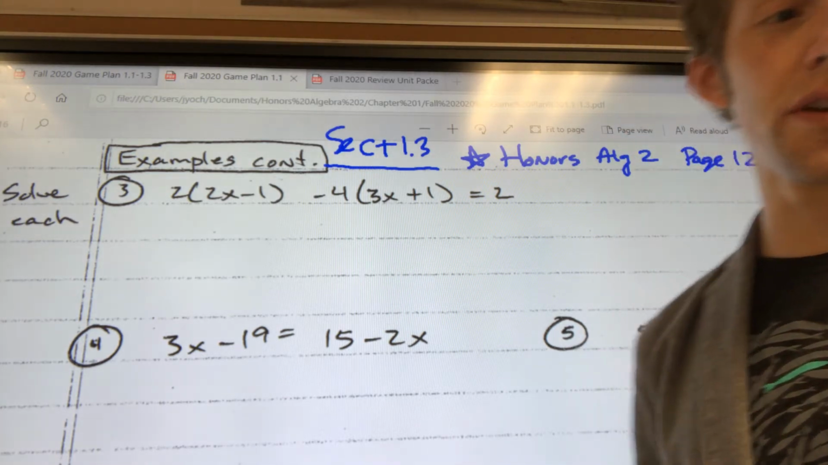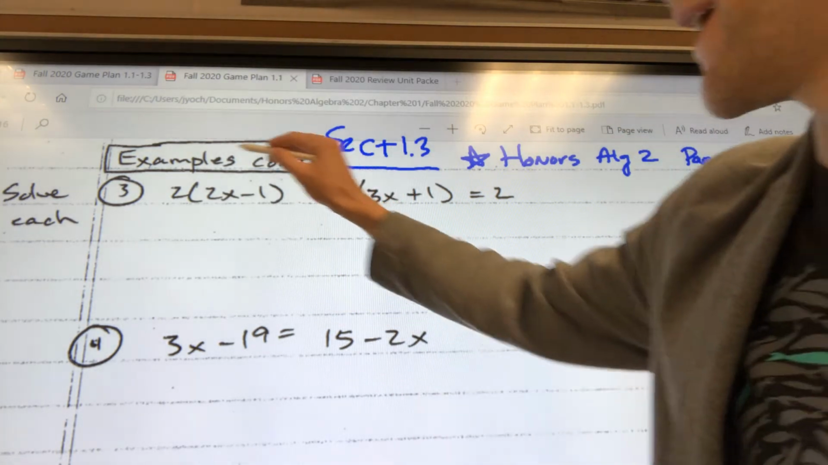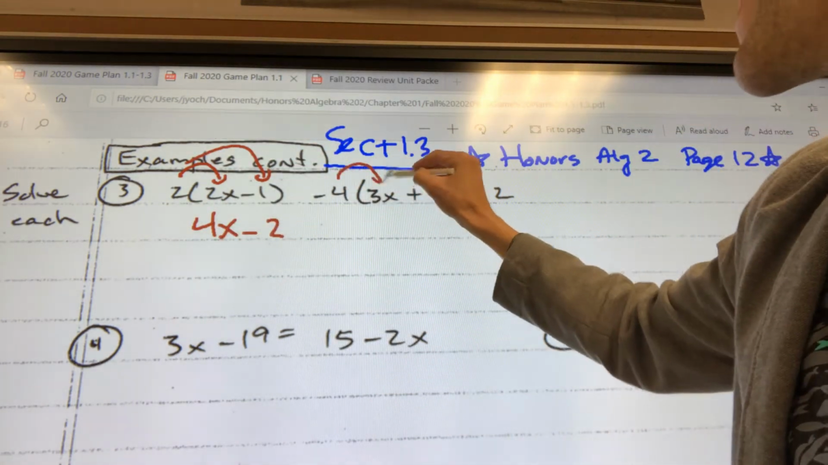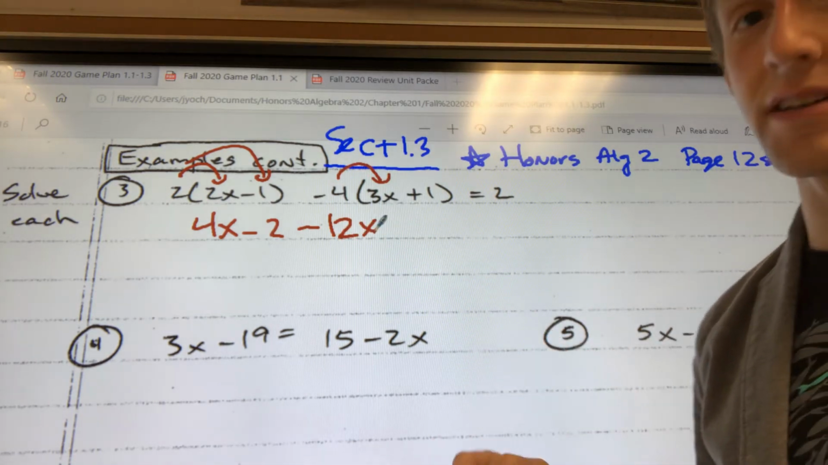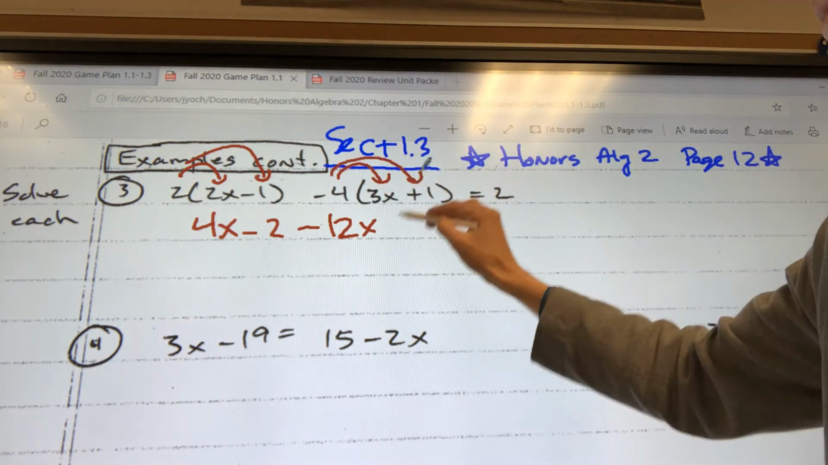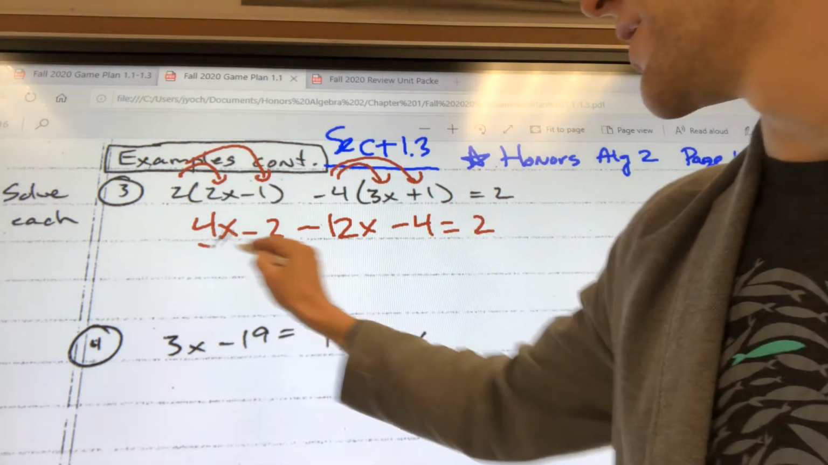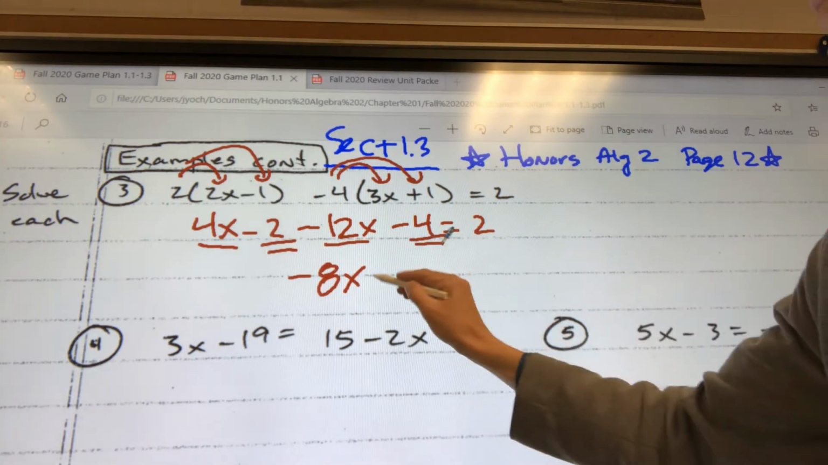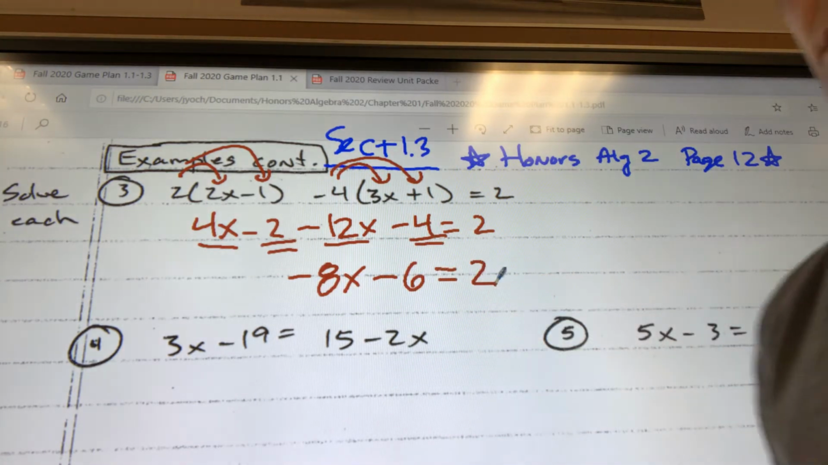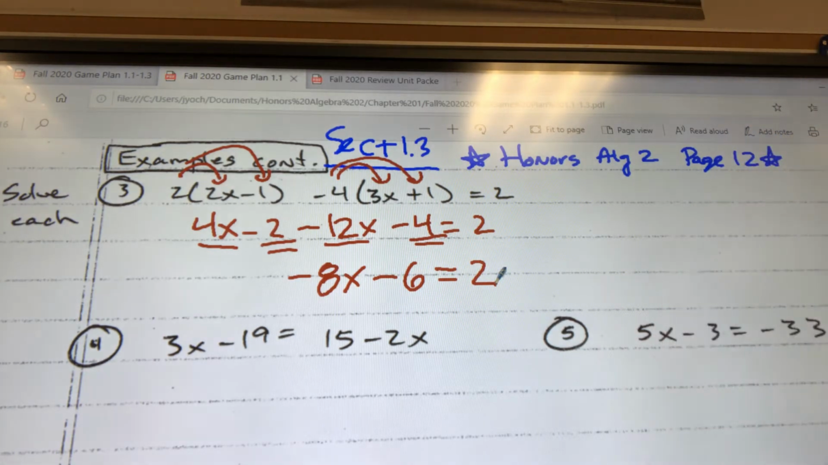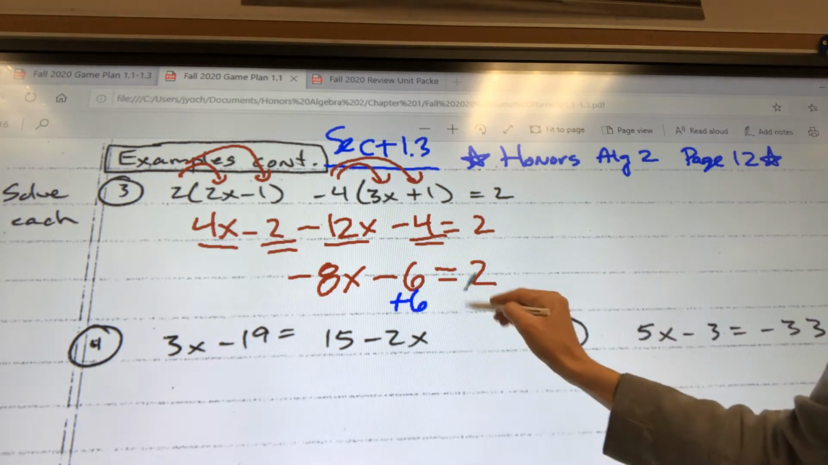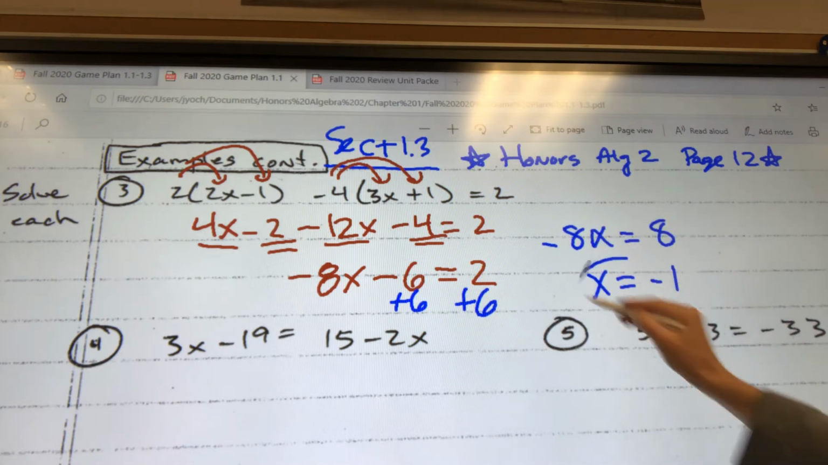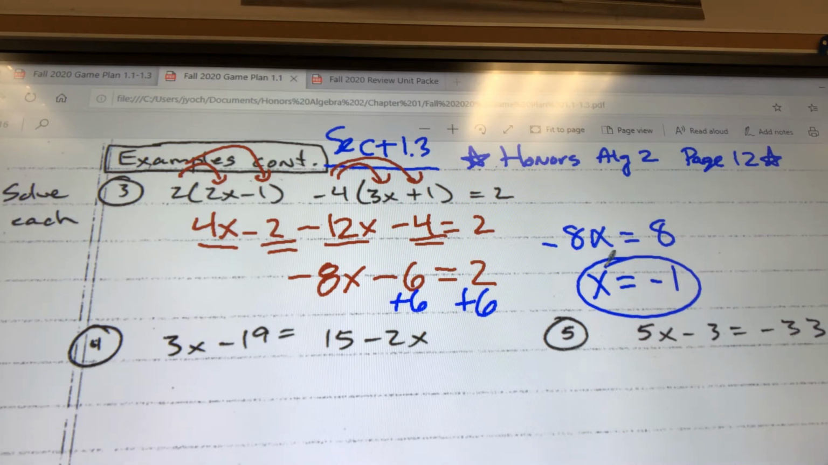I'm going to do number 3 here with you. Solve for x. We did this in section 1.2. 4x minus 2, now this is a negative times a positive, so it's a negative 12x, and a negative times a positive is a minus 4, equals 2. 4x minus 12x is negative 8x. Negative 2 minus 4 is negative 6. That equals 2. Add 6 to both sides. Negative 8x equals 8. Divide by negative 8. x is negative 1.